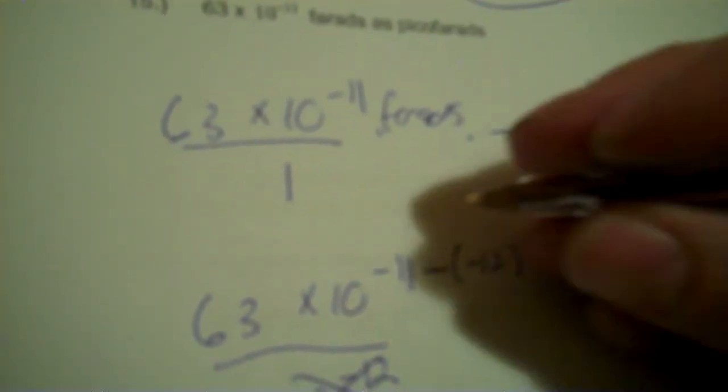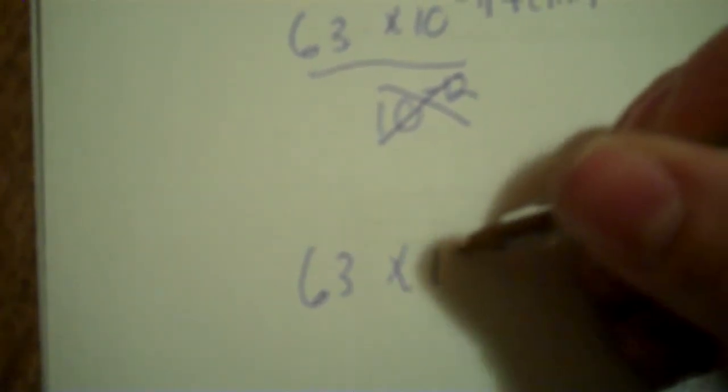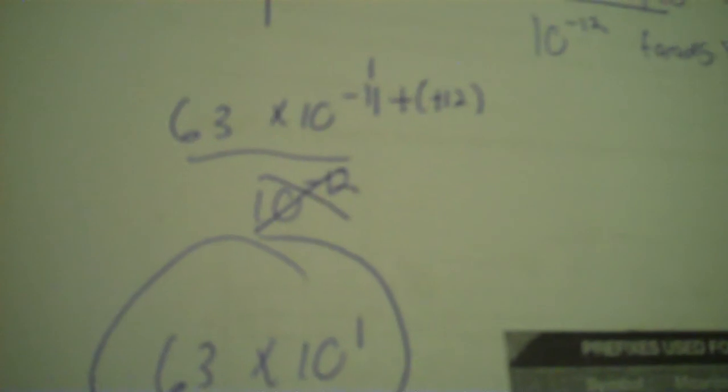Now you subtract, not 12, you need to subtract negative 12. When you subtract a negative, you really are adding the positive version of the number, and that's 1. So 63 times 10 to the first. You could write 63 times just 10 since it's to the first, or you can just multiply it to be 630.